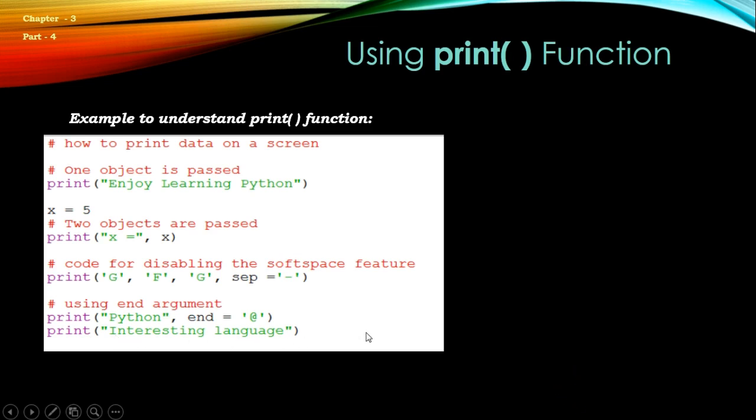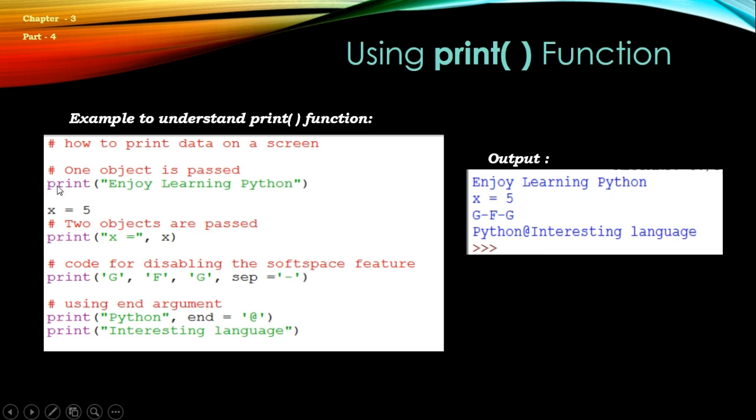You can see the output here. How many prints are there? 1, 2, 3, 4, 5. As many print functions as there are, that many outputs there will be. For the first print function, you can see enjoy learning coming as it is. The second print is x is equal to x, the value of x is 5, so I will get x is equal to 5.